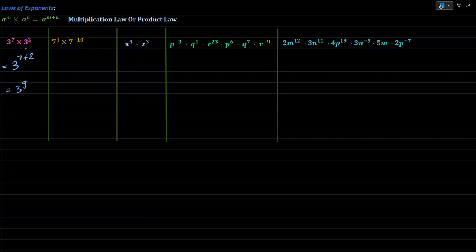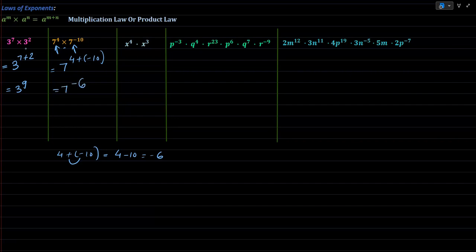Let us go to the next example. The next example says 7 to the power 4 into 7 to the power minus 10. Here again we see that we have two numbers with common base 7 and they are in product with each other. According to the law, we write the common base 7 and add the powers. 4 plus negative 10. Now what is 4 plus negative 10? Students, we know positive negative is negative, so it will be 4 minus 10, and 4 minus 10 is minus 6. So this will become 7 to the power minus 6.